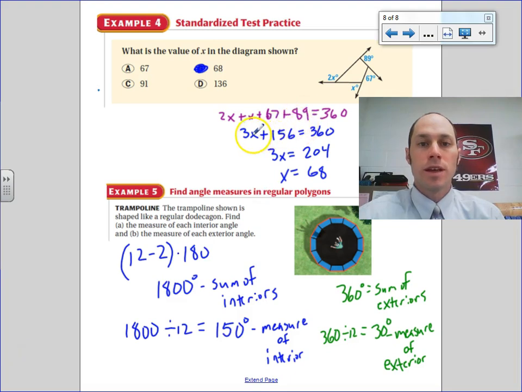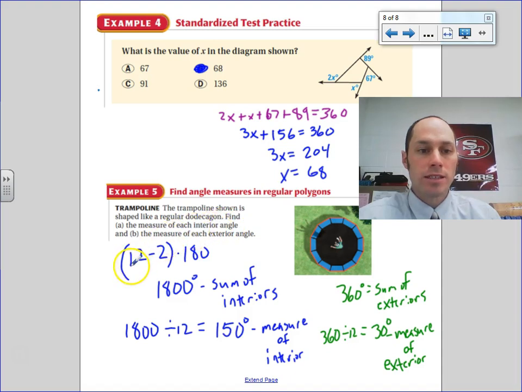Okay, so we finished solving that equation. 3x plus 156 equals 360. Subtract the 156, and then divide by 3 on both sides, x equals 68. Next one says we have the regular dodecagon, which means all the angles are congruent. It's a 12-sided figure. So we want to find the measure of each interior angle.